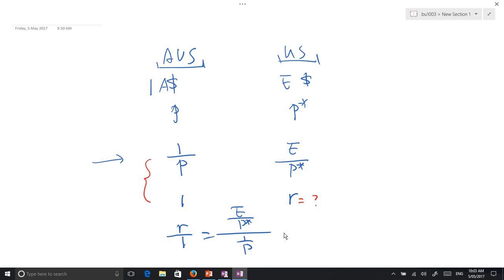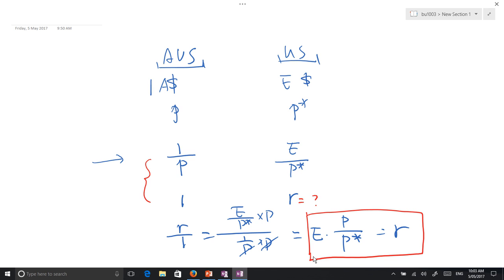Rearrange the terms. Multiply both top and bottom by the price, and this cancels out with this. So it's equal to E multiplied by domestic price over foreign price. So that's the formula for the real exchange rate, or the relationship between the real exchange rate and the nominal exchange rate.